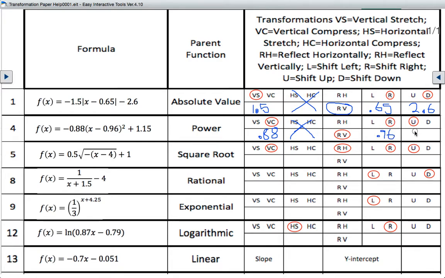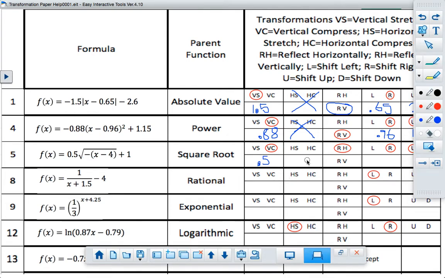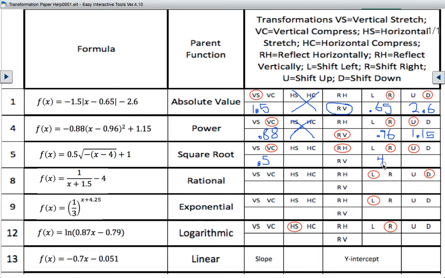And then it's going up 1.15 because of that plus 1.15 at the very end. That tells us that our graph is shifting up. Okay, for the square root function, we have a vertical compression by 0.5. Okay, and then it's reflecting horizontally because of the negative here. And then it's also shifting to the right by 4 units, and it's shifting up by 1 unit.